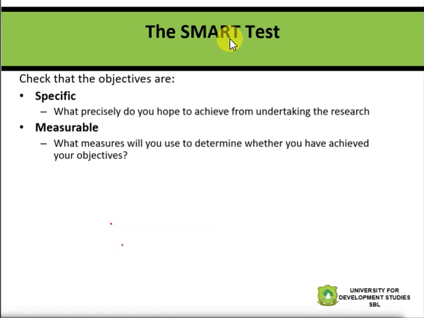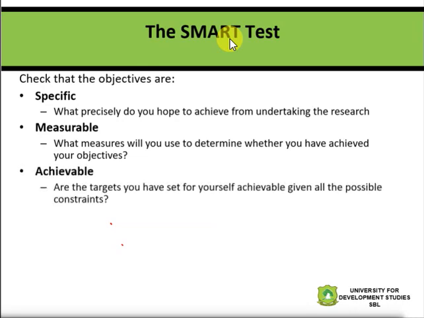The second one is measurable. M, measurable. And the question we ask is, what measures will you use to determine whether you have achieved your objectives? How are you going to measure that? If your objectives are not measurable, then it is not a good research objective. For instance, assuming your research objective is to understand the distance from the sun to the Earth. It's not measurable. It's difficult to do. You will not be able to do that within the time frame given to you for your project work. So the objective will not be measurable.